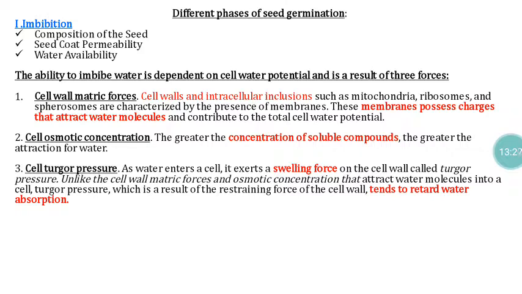They have a well developed membrane, so that membrane also has some charges. All those charges help the seed to attract more water molecules. The charges available in the mitochondria, ribosomes and spherosomes show more affinity towards water. So that leads to increasing the water pulling power of the seed system. So that will attract water molecules, and by that way that will speed up the imbibition process. So that is the role played by the cell wall matrix forces.